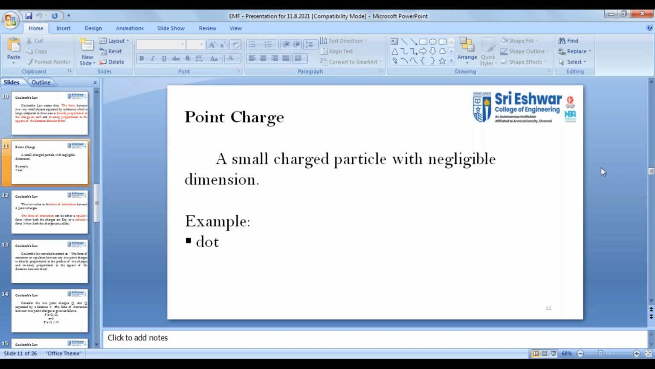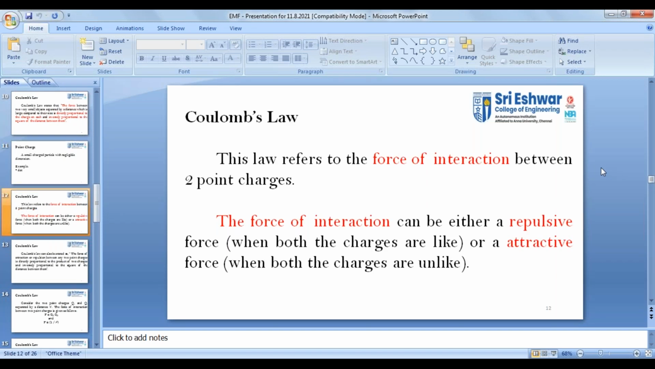No issues. Next, Coulomb's law in some other fashion. Actually, the force experienced or exerted between two point charges, as he has stated, that particular force is what we call the force of interaction.